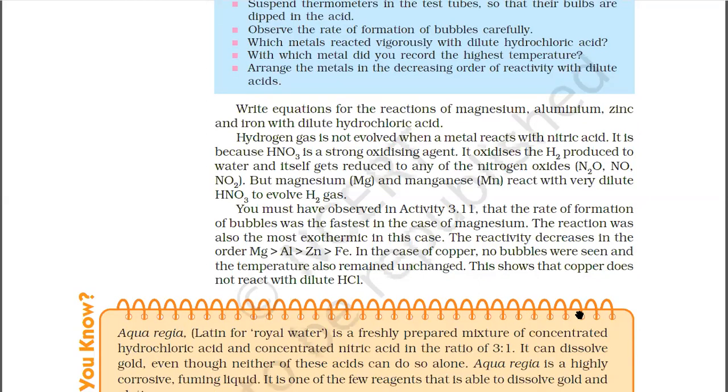Hydrogen gas is not evolved when a metal reacts with nitric acid. It is because HNO3 is a strong oxidizing agent. It oxidizes the H2 produced to water and itself gets reduced to any of the nitrogen oxides, N2O, NO, NO2. But magnesium and manganese react with very dilute HNO3 to evolve hydrogen gas.